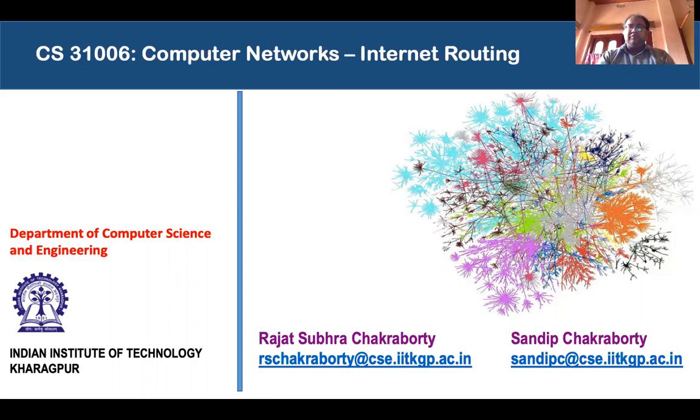So in the last class, we looked into the basic philosophy behind internet routing, and you learned about one specific intra-domain routing protocol, that is the distance vector routing protocol. So today we'll look into another intra-domain routing protocol, that is the link state routing protocol in detail. And following that, we'll move towards the inter-domain routing protocol, or the border gateway protocol. So that is the basic agenda of today's class.